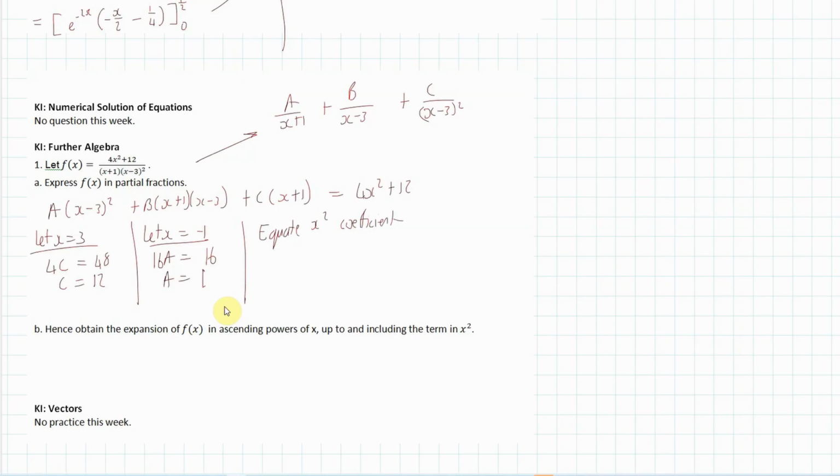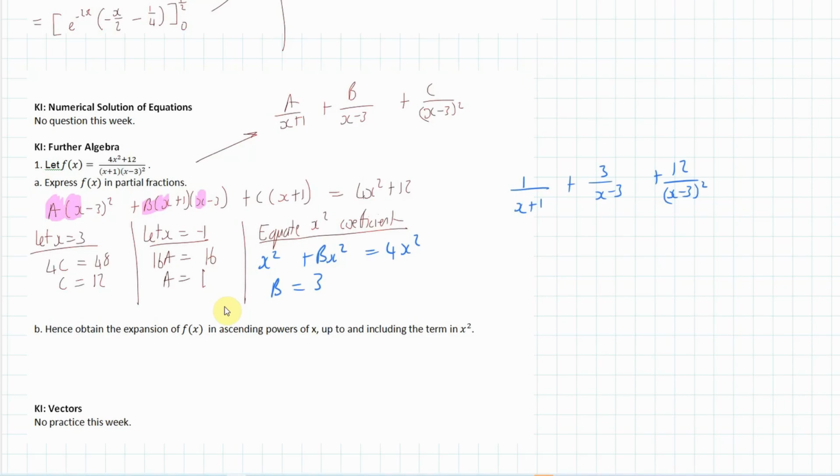And so if you look at the ways that you can make an x squared, obviously this one, and the only other one is the b one. Okay, so we know that a is 1, so that will give us x squared, plus bx squared equals 4x squared, so b is equal to 3. So if we were to write this out, we've got 1 over x plus 1 plus 3 over x minus 3 plus 12 over x minus 3 all squared.